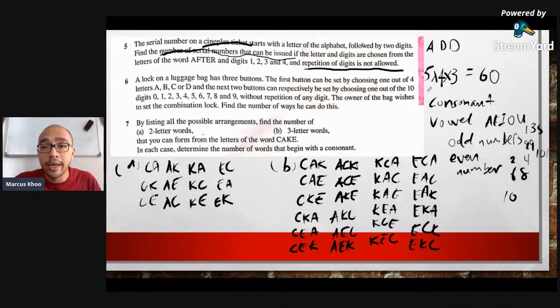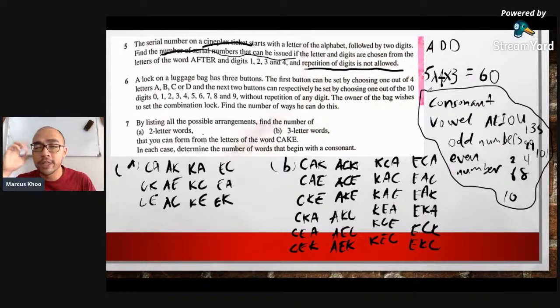Okay, I cannot stress this enough because I have lost count of how many students I have taught that still don't know until today the difference between consonant, vowel, odd number, and even number. So tolong ketahui inilah.